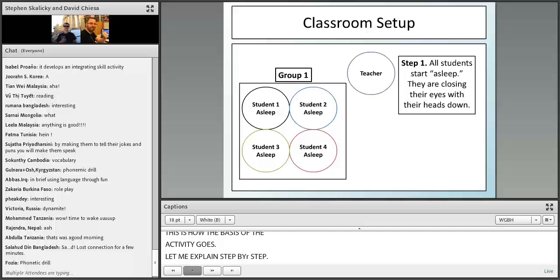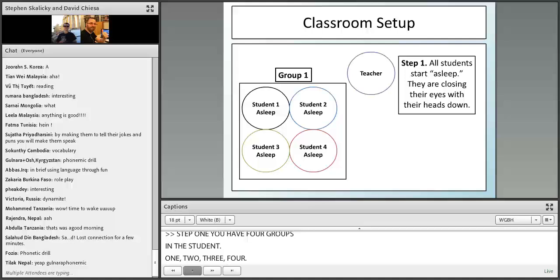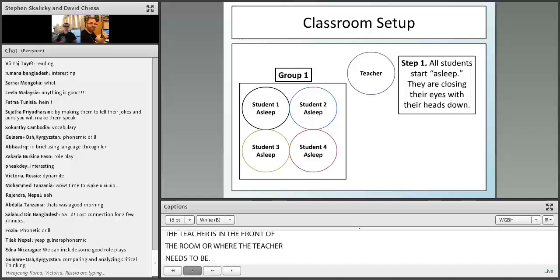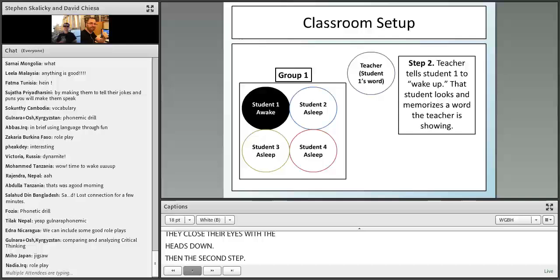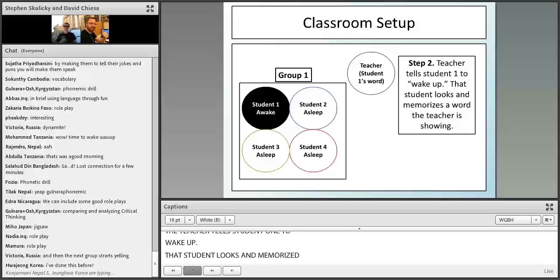The teacher's in the front of the room or wherever the teacher needs to be. So all students start asleep, closing their eyes with their heads down. Then the second step: the teacher tells student one to wake up. That student looks and memorizes a word the teacher is showing. A word, a phrase, a clause, any language.